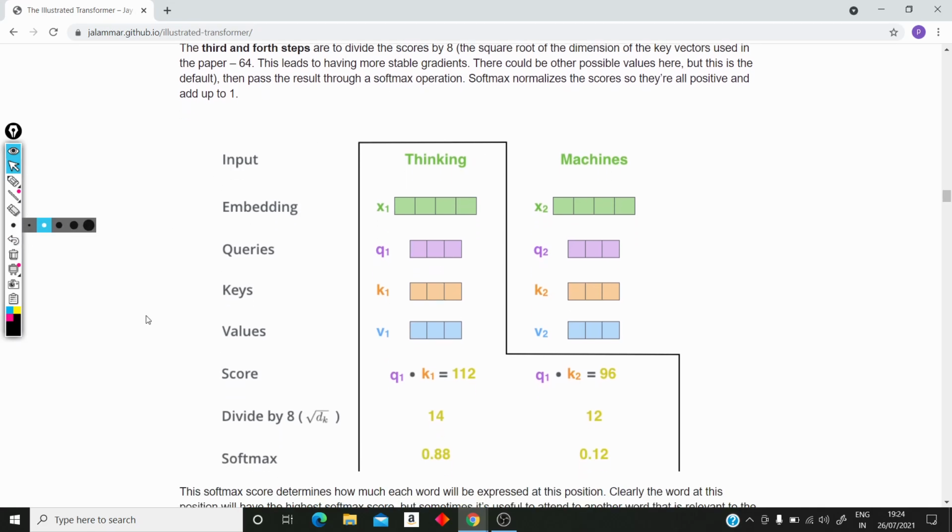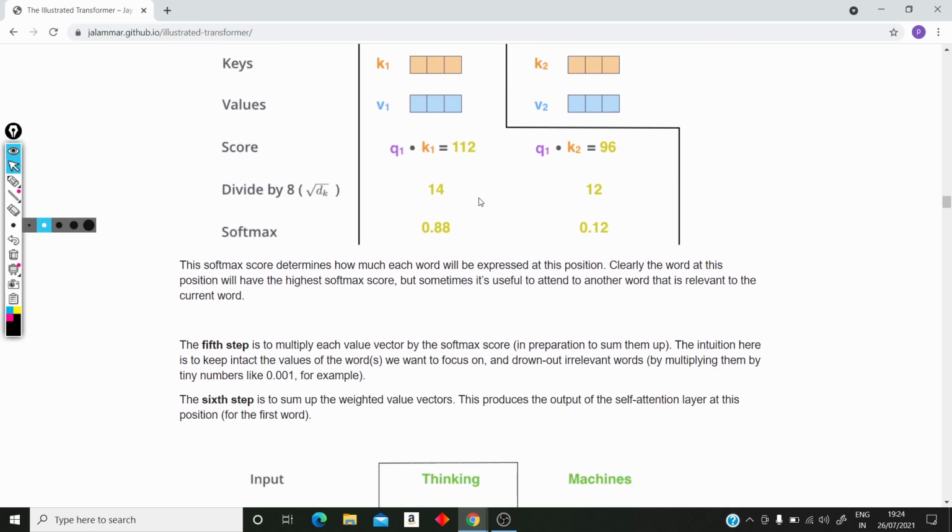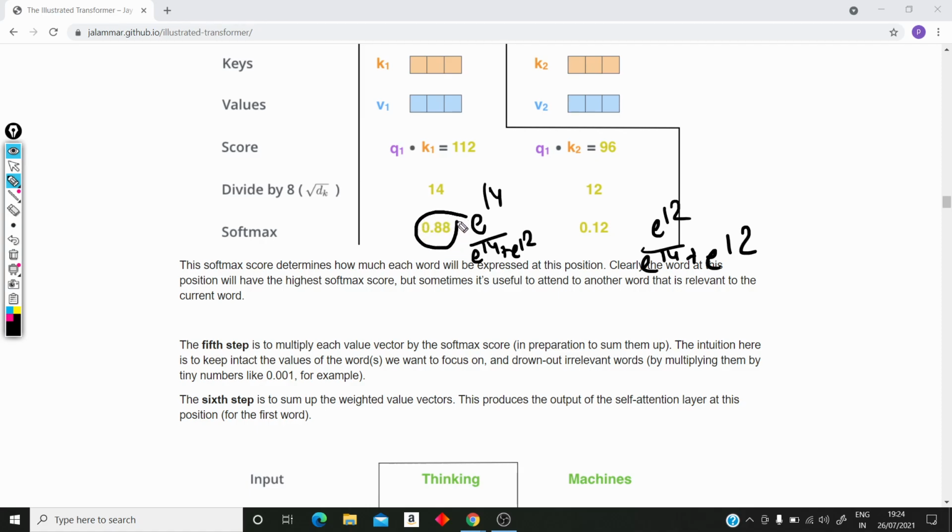Now what we are doing next is applying softmax. Softmax will be e raised to 14 upon e raised to 14 plus e raised to 12, and similarly here e raised to 12 upon e raised to 14 plus e raised to 12. We know that softmax gives the probability distribution. So here you can see that we are getting a high probability value for this one as compared to this. So we can say that we need to focus more on the word thinking as compared to the word machines.